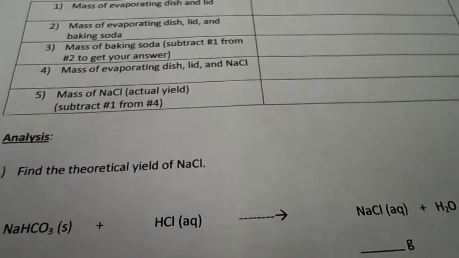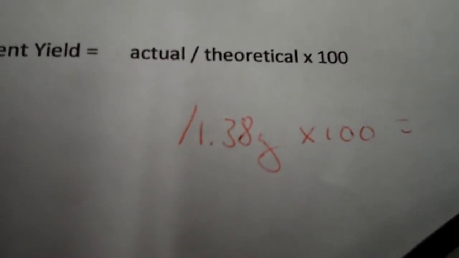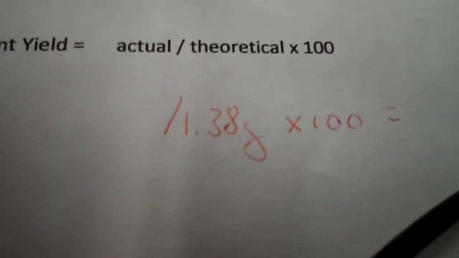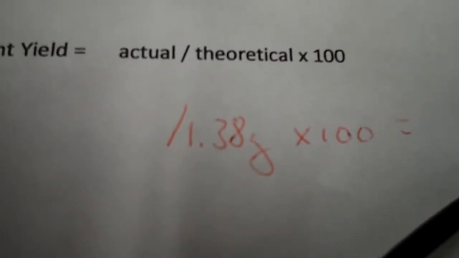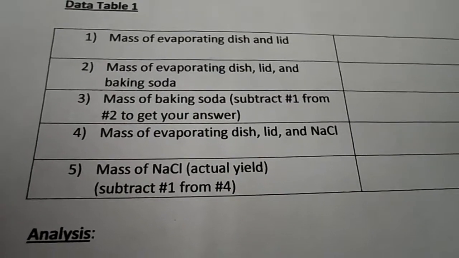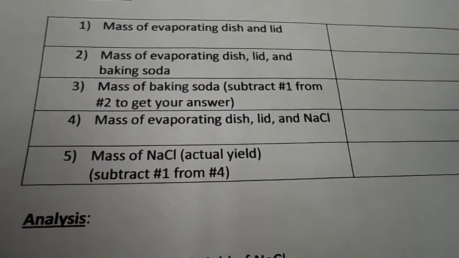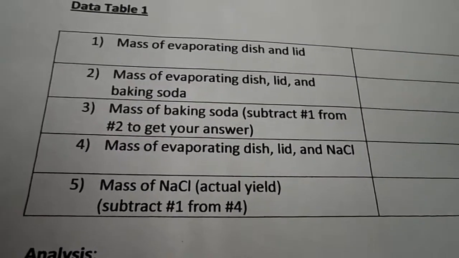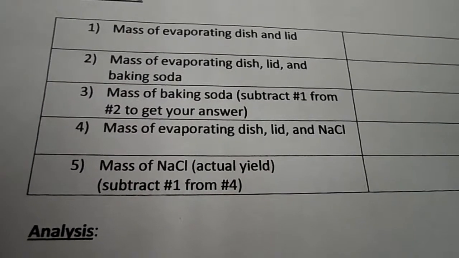So, how much was actually generated? Well, you have to do what's called percent yield, and it's actual over theoretical times 100. Theoretical is what you were supposed to get, so that's why there's 1.38 grams on the bottom. Actual or experimental is what you got in lab, and this is coming from step number 5. So we weighed everything at the end, the NaCl plus the evaporating dish plus the lid. So what you need to do is subtract that final mass from the original mass of the dish and the lid, because you don't want that factoring into your product.